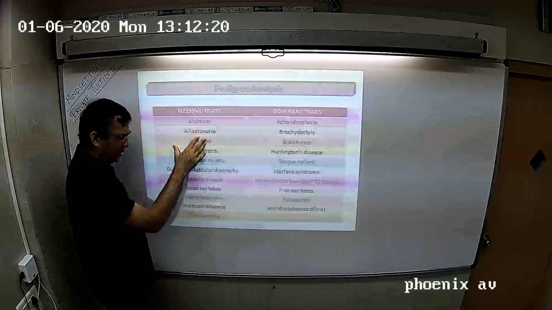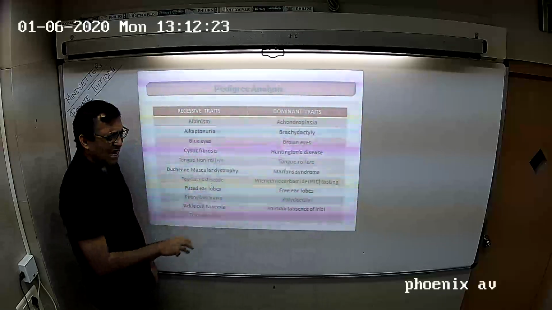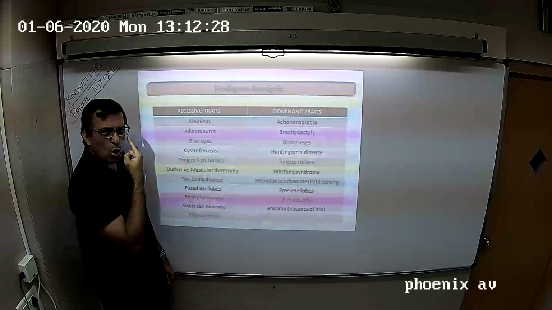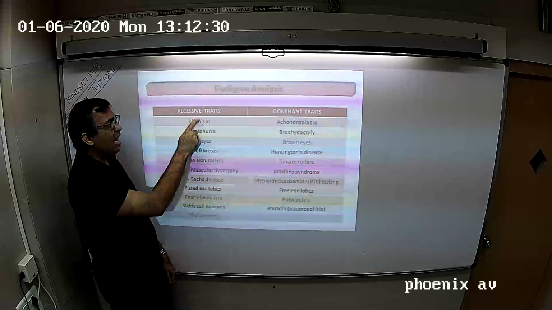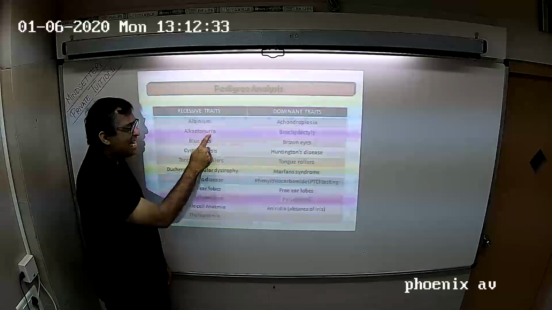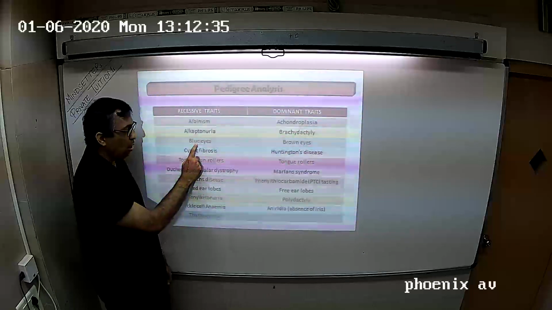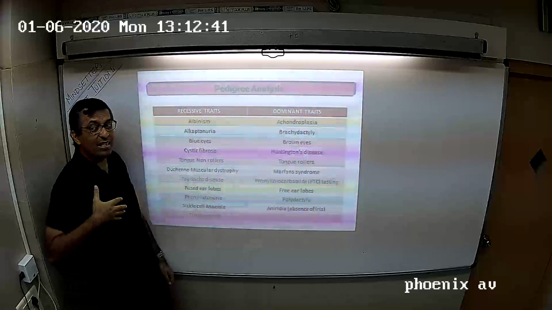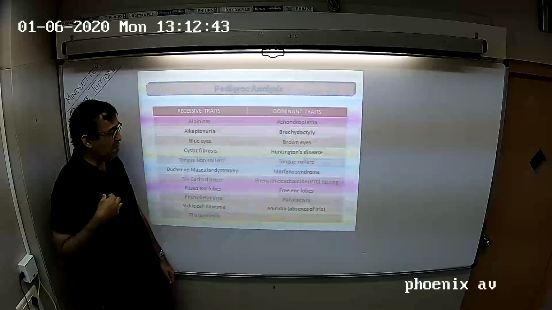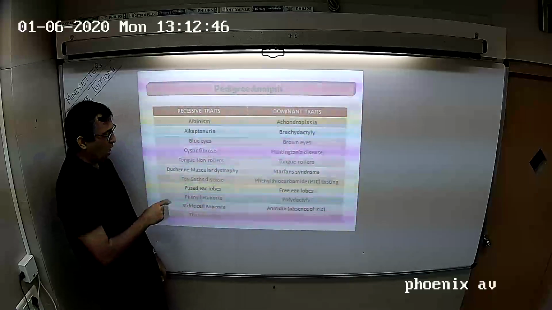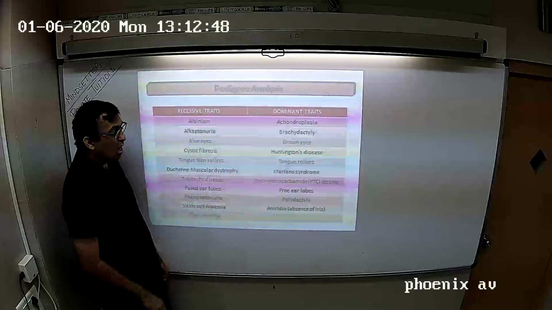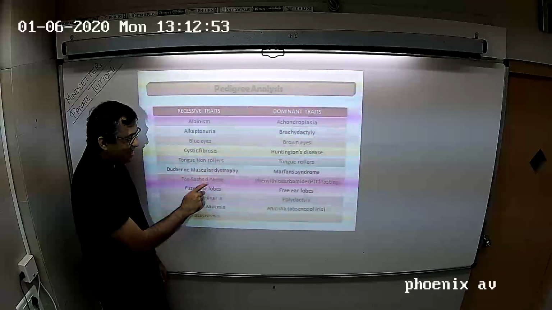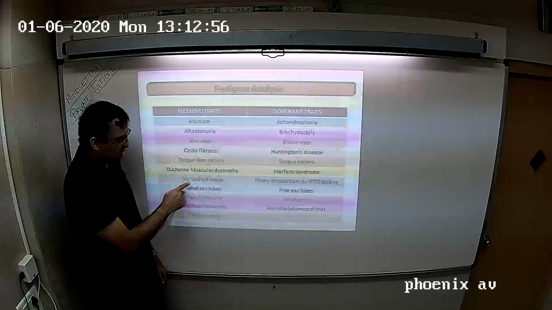Which are these diseases? Well, nobody is going to ask you this in the NEET exam, but I'm just giving you a list. Albinism, which causes discoloration of the skin, is a recessive trait. Alkaptonuria, a metabolic disorder. Blue eyes. Cystic fibrosis, which infects the lungs and causes difficulty in breathing. Tongue non-rollers. Duchenne muscular dystrophy. It's an autosomal recessive trait. Tay-Sachs disease, an autosomal recessive trait.